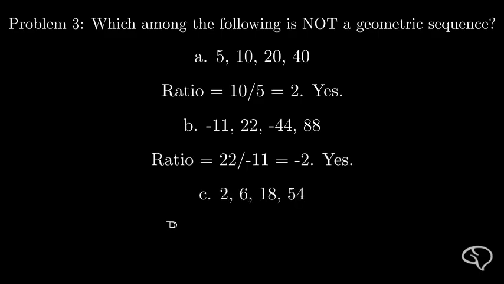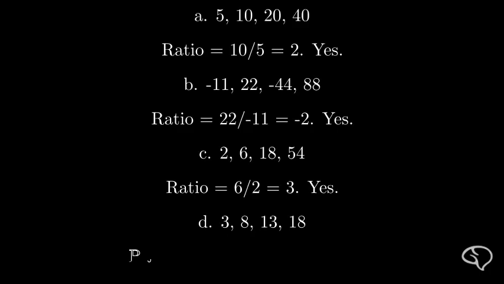For option C, 6 divided by 2 is 3, 18 divided by 6 is 3, and 54 divided by 18 is 3. The ratio is constant, so this is a geometric sequence. For option D, 8 divided by 3 is 8/3, 13 divided by 8 is 13/8. Since the ratios are different, this is not a geometric sequence. In fact, it's an arithmetic sequence with a common difference of 5. So, the correct answer is D.